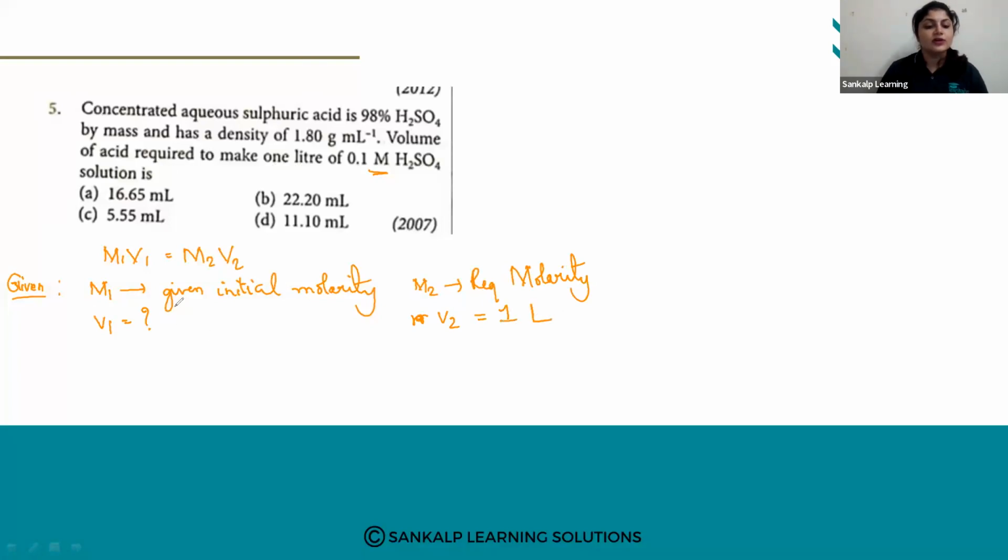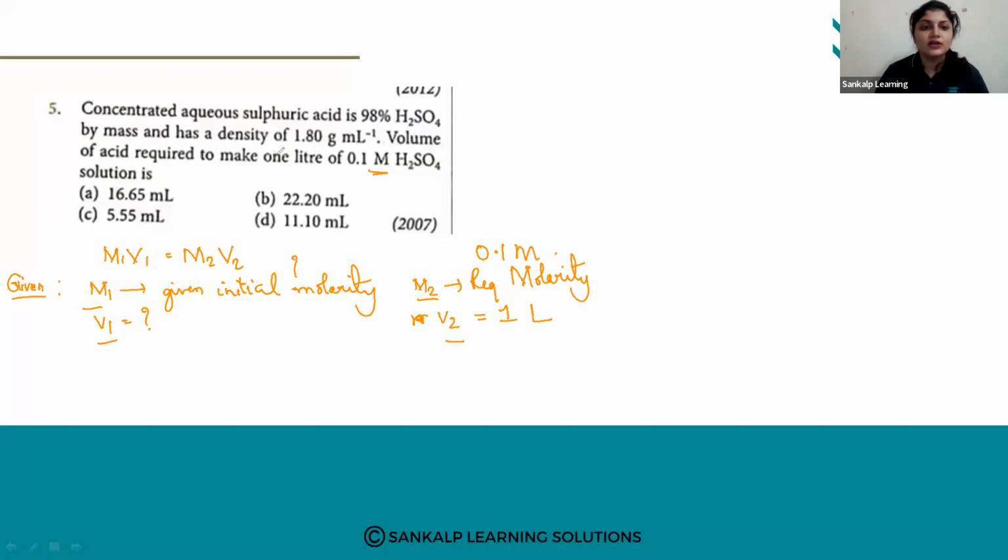Now, what all is given? M1 is the initial molarity, the initial molarity of the concentrated aqueous solution, and that we don't know. Then the volume of acid required to make 1 liter of 0.1 molar solution, so M2 is 0.1 molar. So we know M2, we know V2. We don't know M1, we don't know V1.